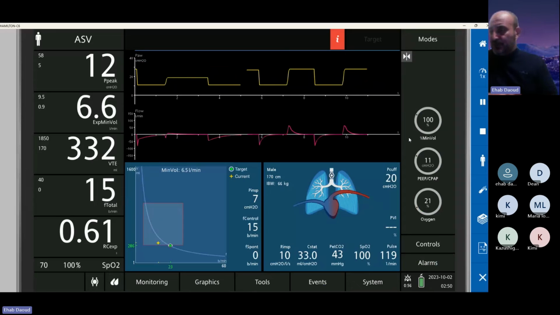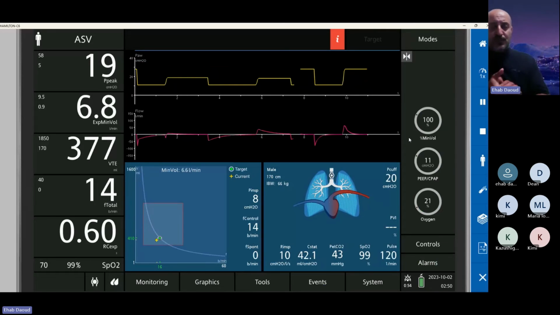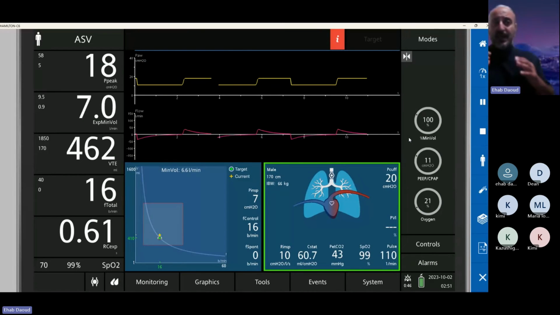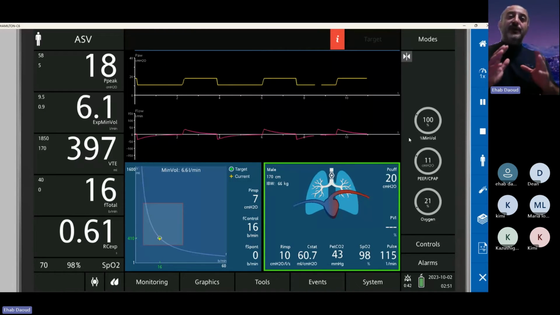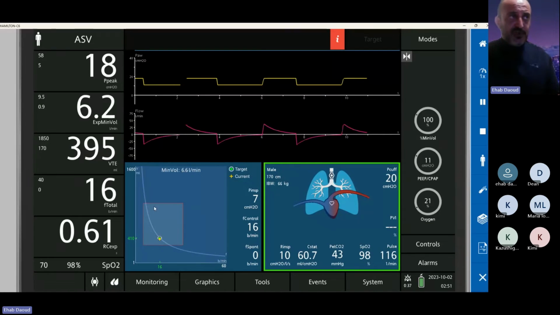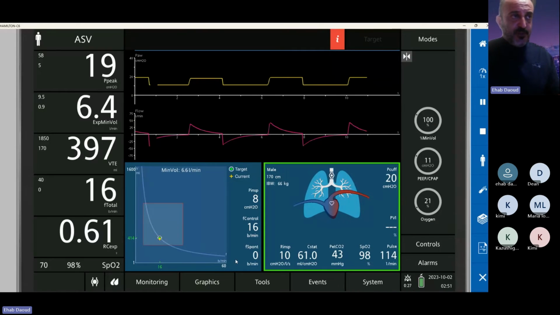So what is ASV or AVM, whatever name you use? The ventilator has the capability to measure our respiratory mechanics and, according to different algorithms, tries to define a safe zone. What's a safe zone? If you look here, this square here is called the safe zone. I forgot to say that on the bottom here, the x-axis is the respiratory rate, and on the y-axis is the volume.